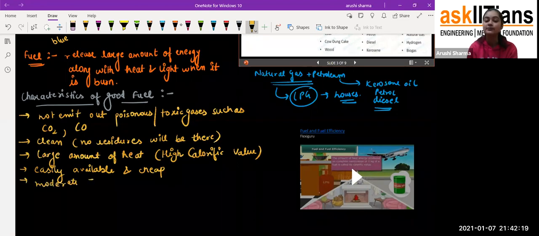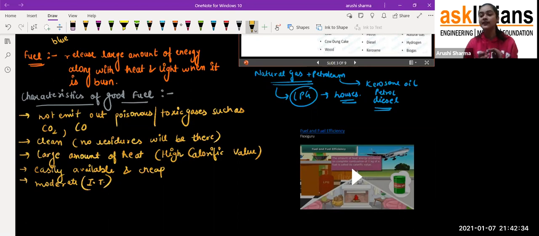Why am I saying moderate ignition temperature? IT, remember, is ignition temperature. Because students, fuels like coal have a very high ignition temperature, due to which they do not catch fire easily. So we don't want such a fuel which takes a long time to catch fire.